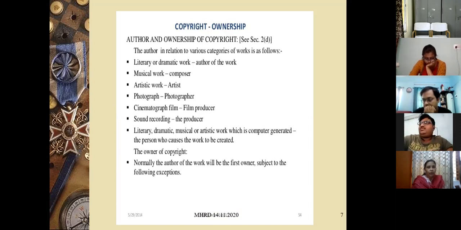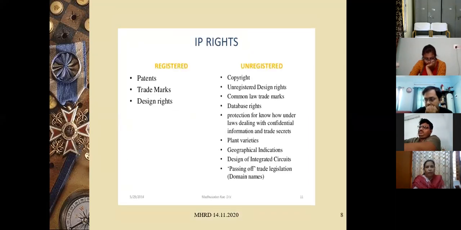Normally the owner of the copyright will be the author of the work. He will be the first owner, and along with him there will be a team also, because if it is a music composition, one person alone cannot do it. So the IP rights can be either registered or unregistered. When registered, they come under patents, trademarks, and design rights. When you don't register them, you can claim them under copyright and unregistered design rights, database rights, plant varieties, GI, etc.